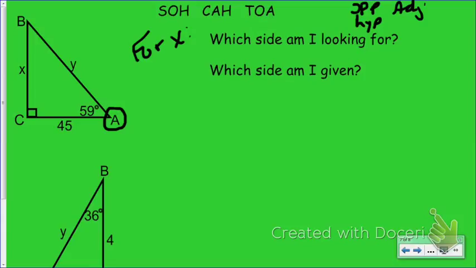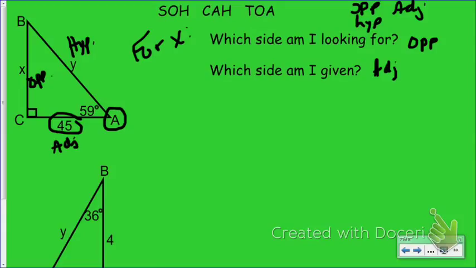From corner A, remember the opposite side is the side across. The hypotenuse is always the hypotenuse. It's the long side or the side across from the right angle. And then the remaining side that's right next to the angle we're going from is called the adjacent side. So in this case, which side am I looking for? If I'm looking for x, I'm looking for the opposite side. Which side was I given? The side that I was given was where this 45 is, which is the adjacent side.